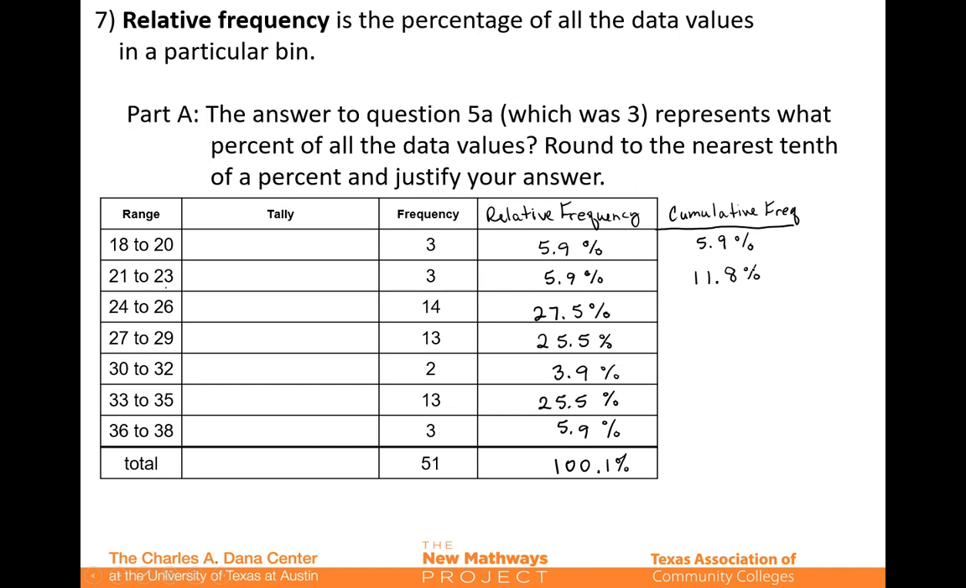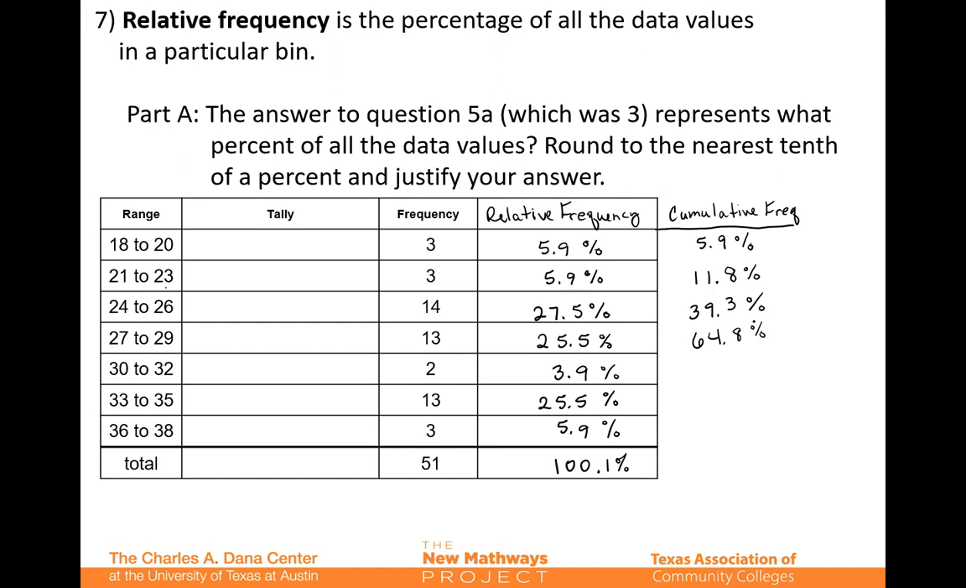So now we just keep adding. If I do 11.8 plus 27.5, this is going to be 39.3%. So that's about 40%, get anywhere from 18 to 26. If I add the 25.5, I get 64.8.